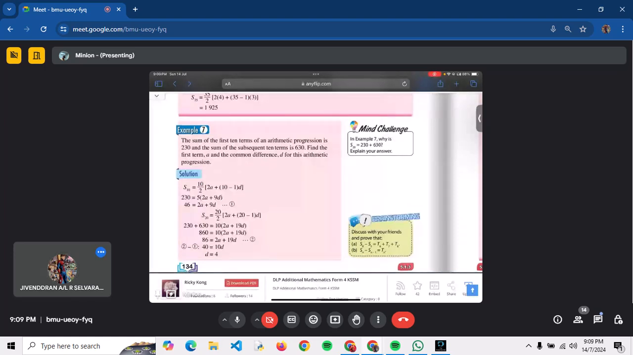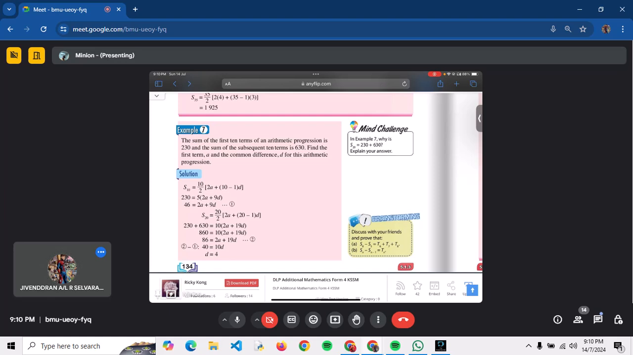Okay, the sum of the first 10 terms of an arithmetic progression is 230, and the sum of the subsequent 10 terms is 630. Find the first term A and the common difference for the arithmetic progression. Okay, so this kind of question is quite famous in exams, so I think you should take note of this kind of question.